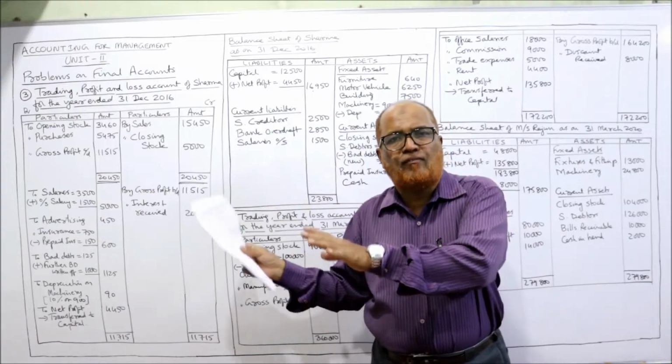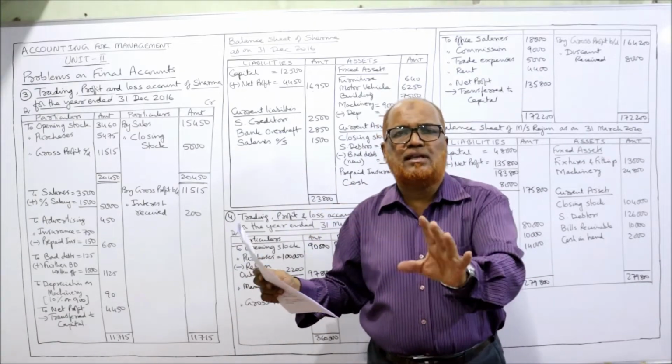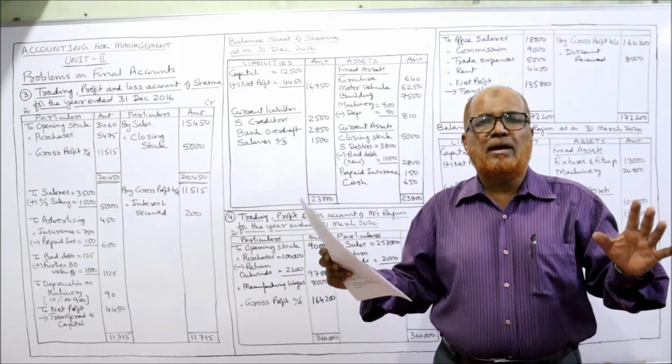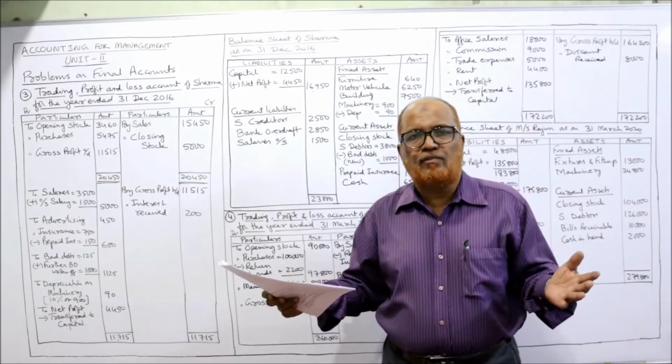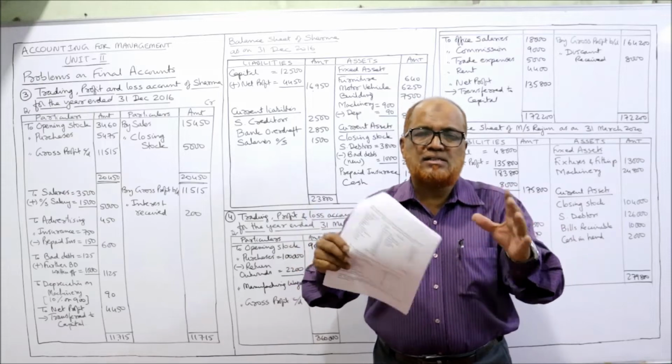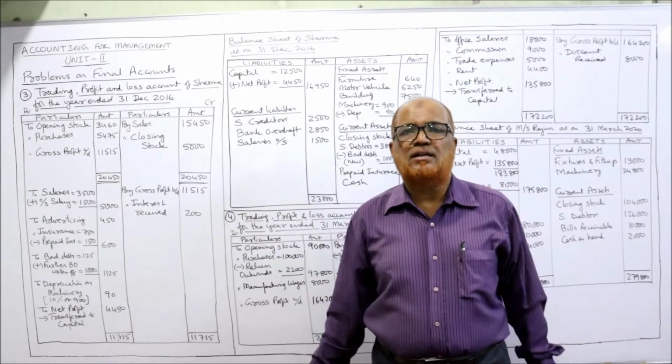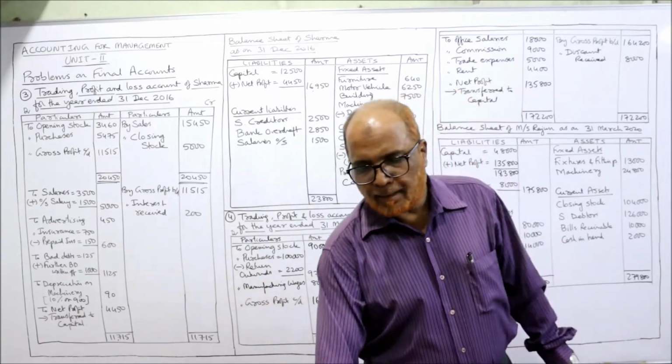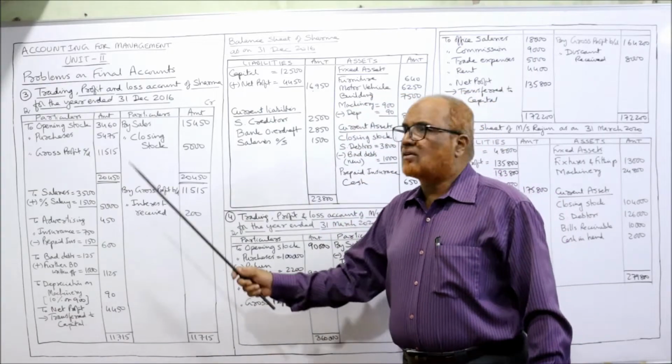Simply you have to prepare the format and take all the items at the respective places. By making trading account, we'll get the gross profit. By making P&L account, we'll get the net profit. And by taking all assets and liability, our balance sheet will get tallied. That's all. Now, the answer will be like this.